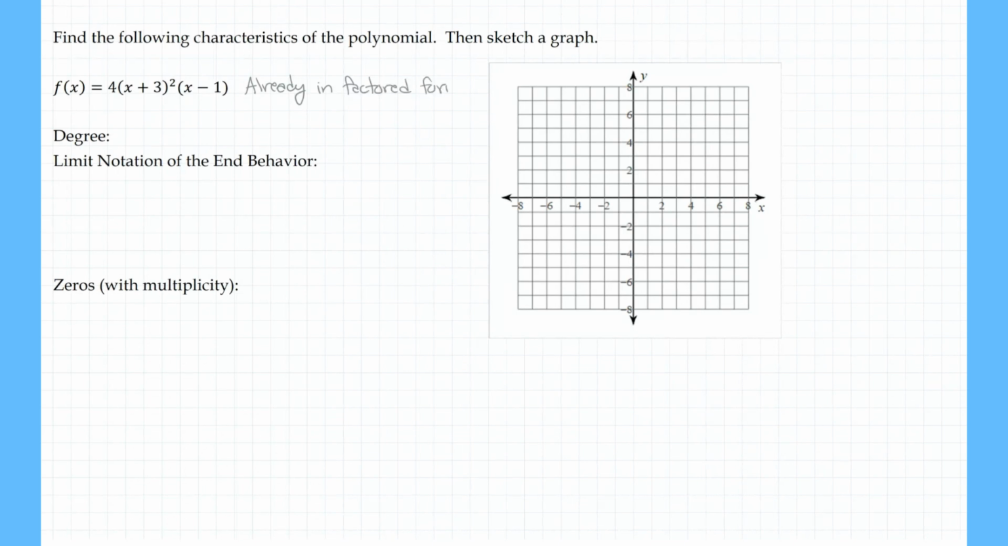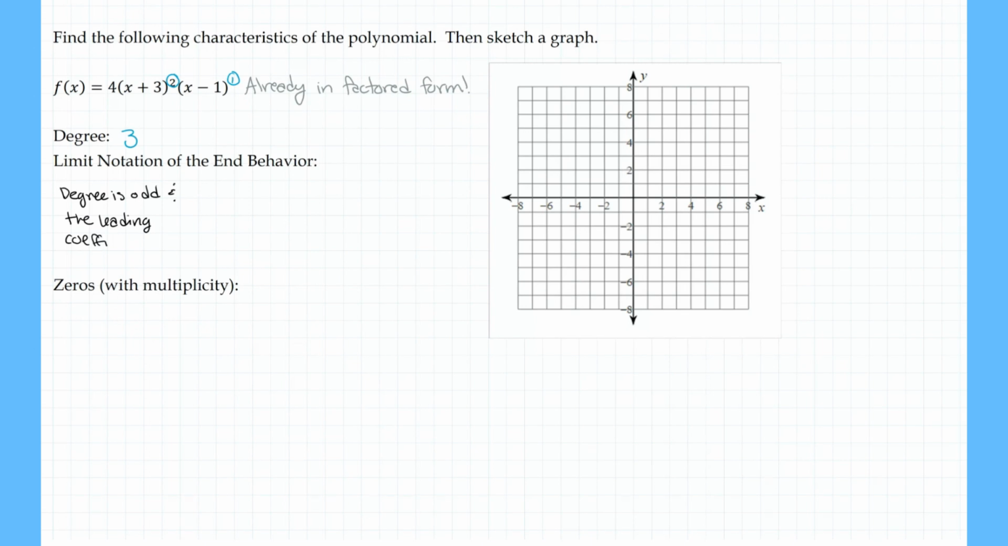Looking at the degree, we're going to count the exponents and just add them together. So I have a degree of 3 total. We're going to add the 2 and the 1 to get a degree of 3. This is important because we look at the degree of the polynomial, which is odd. And then we also look at the leading coefficient sign. The sign of our leading coefficient in this case is positive. And that's going to help us with our end behavior.